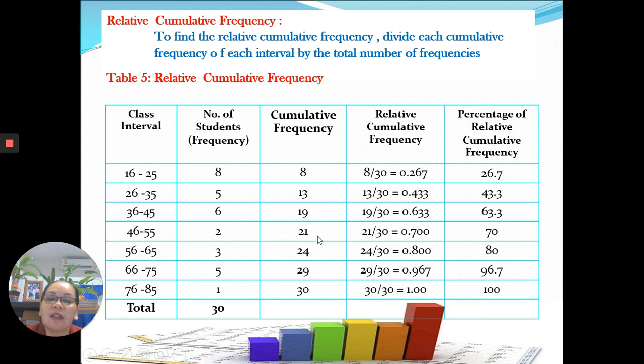You divide this column by 30. The last class interval will give you a relative cumulative frequency equal to 1, which is 100% if you get the percentage of the relative cumulative frequency. If you are not able to get 100% here, then something is wrong with your computation from the previous class intervals. So I hope you understand that.